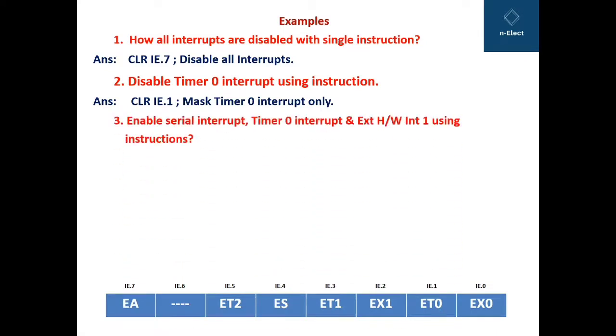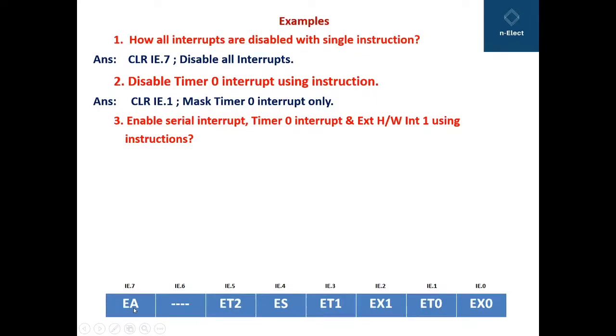Then moving on to the next example, enable a number of interrupts. Now here we will have to enable the serial interrupt, that is this; the timer 0 interrupt, that is this, that is 4th bit, first bit; and external hardware interrupt 1, so 2nd bit. So we will have to make these 3 bits 1, and we will have to take care that EA has to be 1.